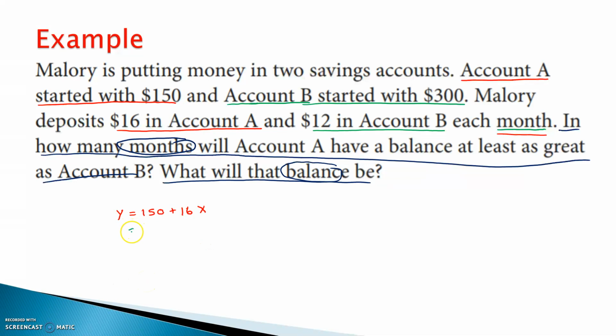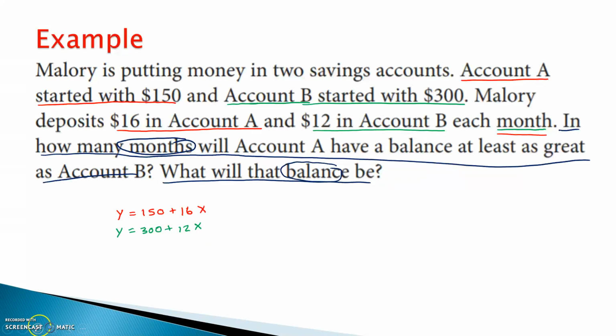Well, for account B, they start at $300. So I'm going to start off with $300 here. But in addition, they're also depositing $12 into account B each month. So it's not just $12 one time, it's also $12 every single month. Now again, of course, the $300 plus the $12 that I put in every month, my balance should be increasing to give me my total balance after a certain amount of months.